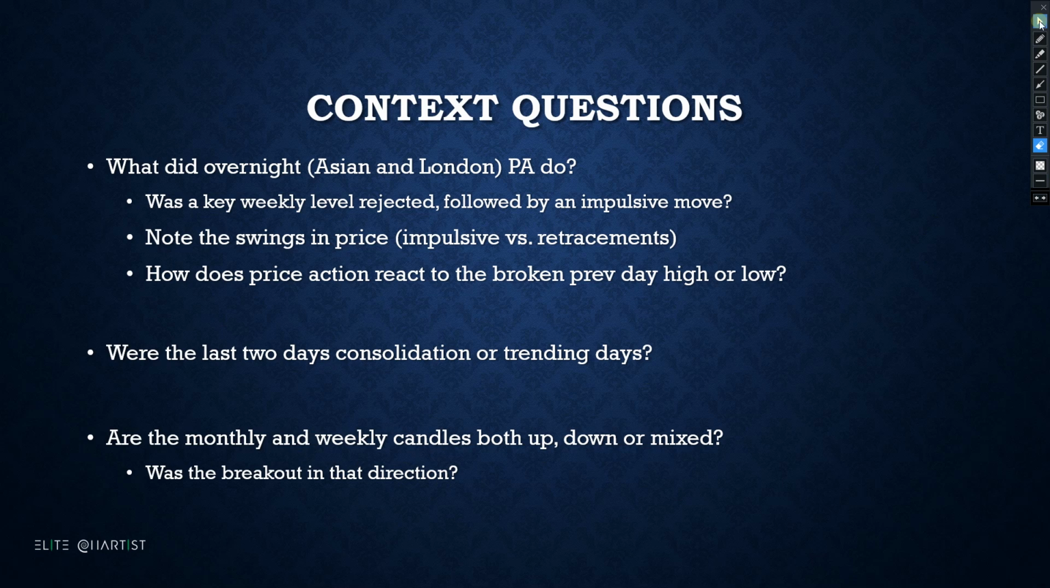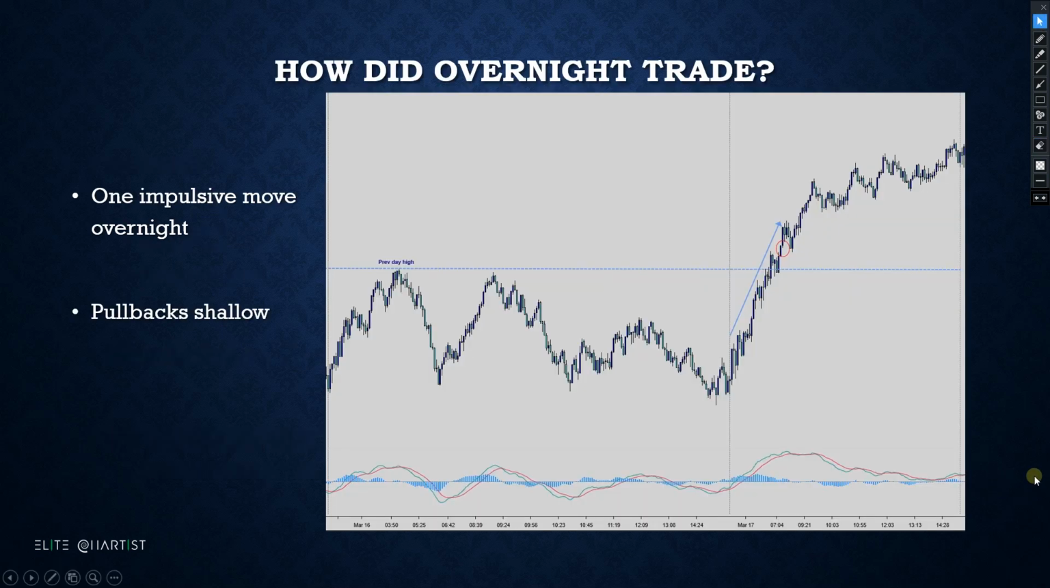So a lot of information there. So let's show some charts, because this is always helpful to see the visuals. Back to the question, how did the overnight trade? Look at this example here. We've got the previous day on the left side, and the current day on the right side. The circle is 7:45 a.m.